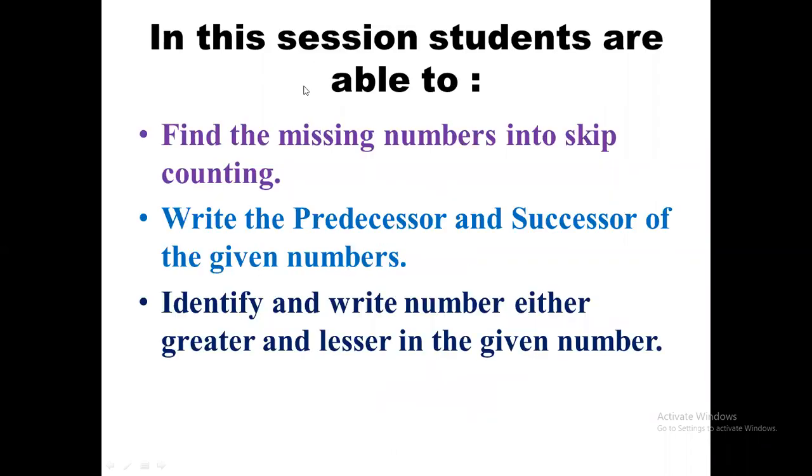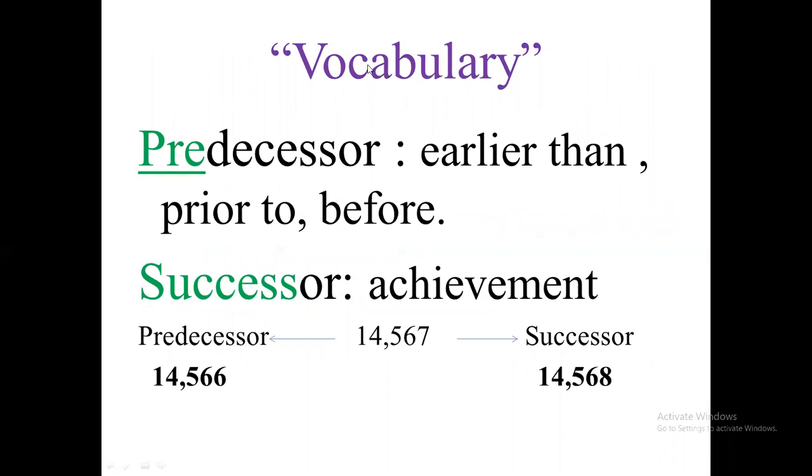In this session, you will learn how to find the missing numbers in skip counting. You have to write down the predecessor and successor of the given numbers, and you have to identify and write numbers either greater or lesser than the given number. Before moving ahead with predecessor and successor, you must know the meaning of these two words. Although you have already heard these words in your previous classes, I have to explain very deeply what the meaning of predecessor and successor is.